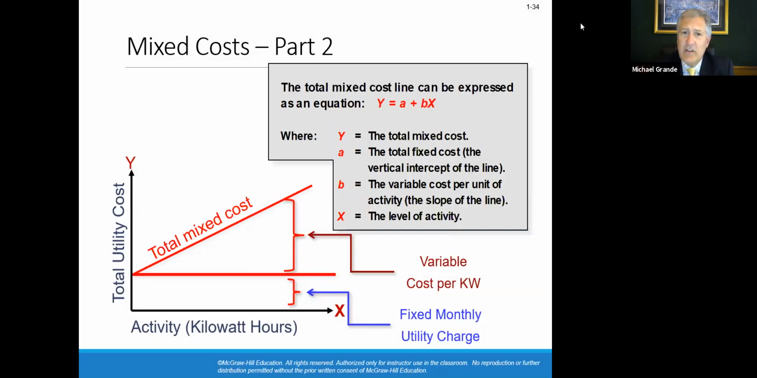So what we're going to see is a formula here. The total mixed cost can be expressed with an equation where y equals a plus bx. Y is the total cost, fixed plus variable. A is the total fixed cost, $1,000 per month. B, the variable cost per unit, or in our example, the electrical cost per patient per day. That is a variable cost.